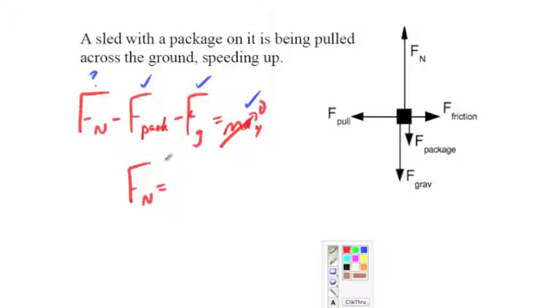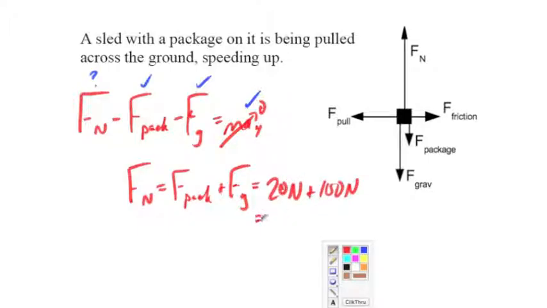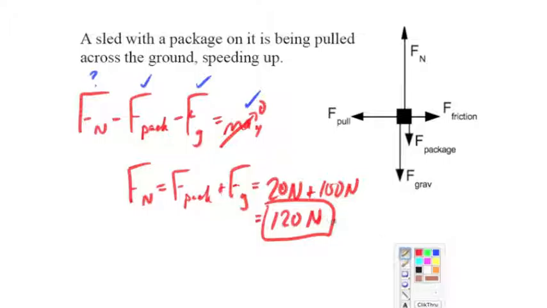Okay, well, that means if I solve this, I will get that the normal force equals force of the package, I added that to the other side, force of gravity on the sled, I add that to the other side. So 20 newtons plus 100 newtons, and we get that the force normal, the ground has to push up on the sled with 120 newtons. And I should make sure to include my upward direction. What about figuring out the sled's acceleration?